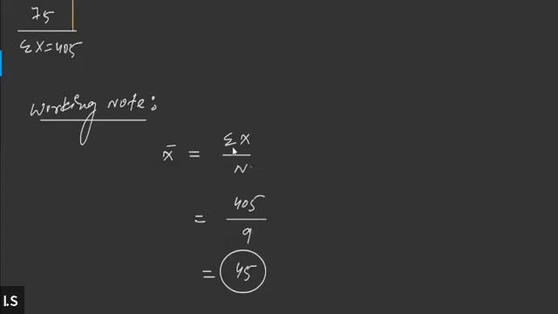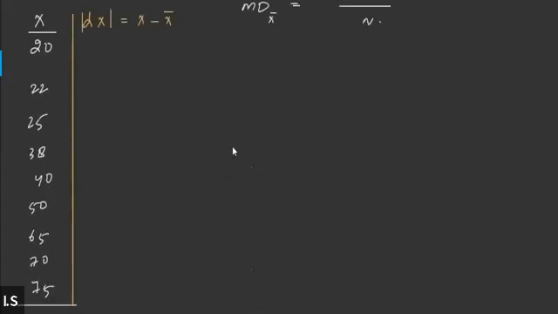Mean is 45. Now what do we need to do? We will be finding out the deviation by subtracting the mean from each of the items. So let's subtract 20 minus 45. 20 minus 45, it will be 25, ignoring the negative signs. 22 minus 45, it will be 23. Then 25 minus 45, 20. Then 7, 5, 5, 20, 25, and 30. Tell me, is this clear to you, Alexander and Steve?